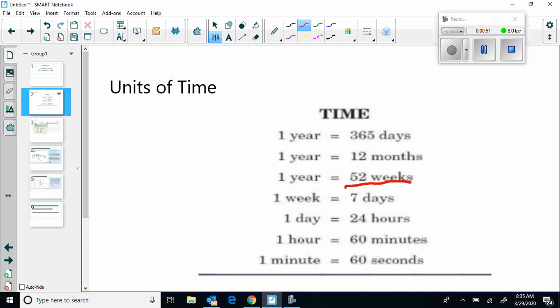And I know in my classroom, as much as possible, we've tried to throw that in to make sure we've learned it. 1 week is 7 days, and 1 day is 24 hours, 1 hour is 60 minutes, and 1 minute is 60 seconds. All important things that you should know as you continue to move through life. So go ahead and write all these down. So push pause and then push play when you are ready to move on.